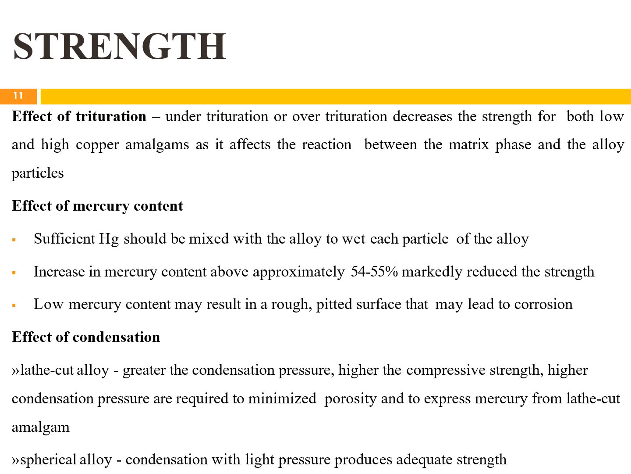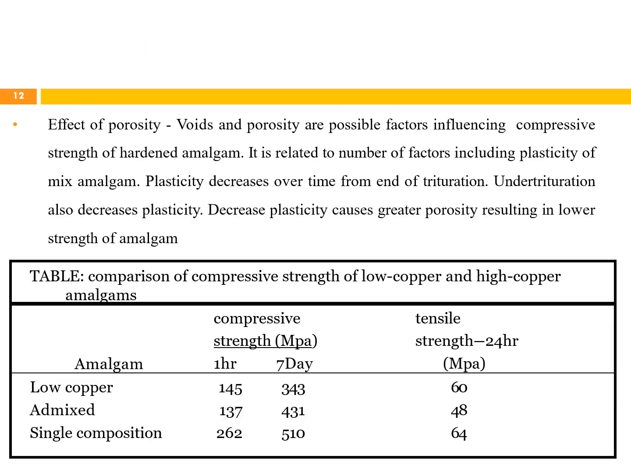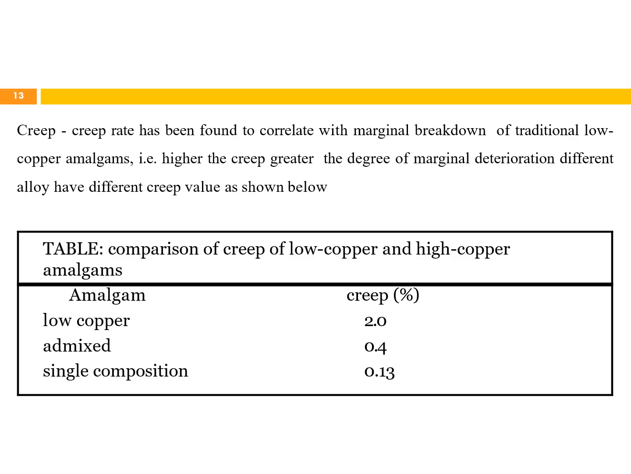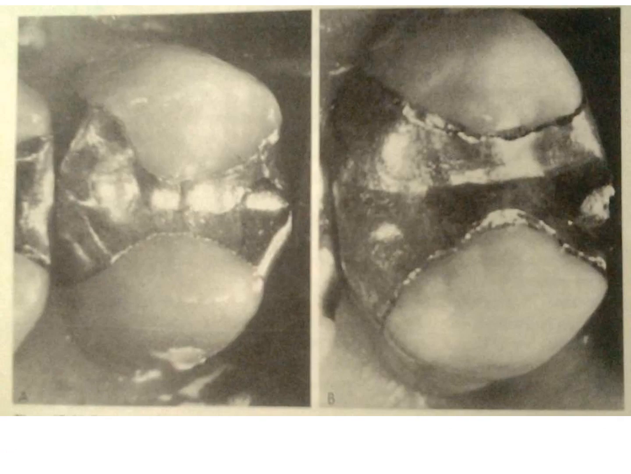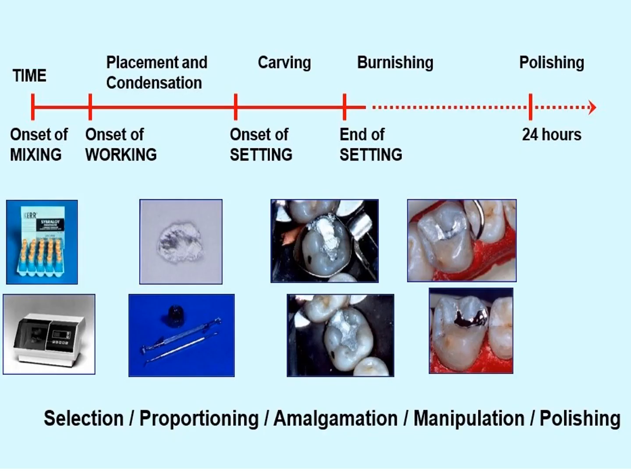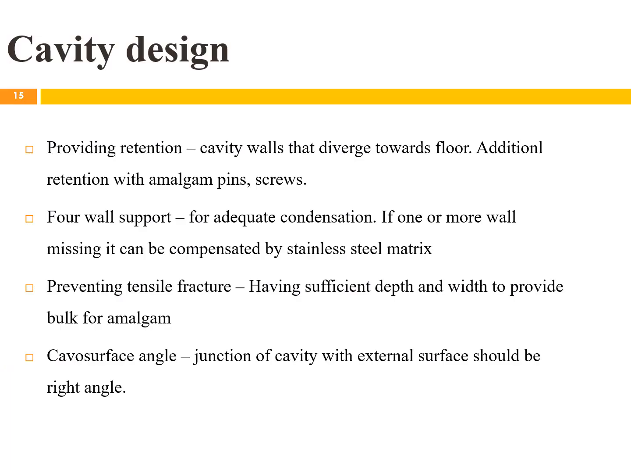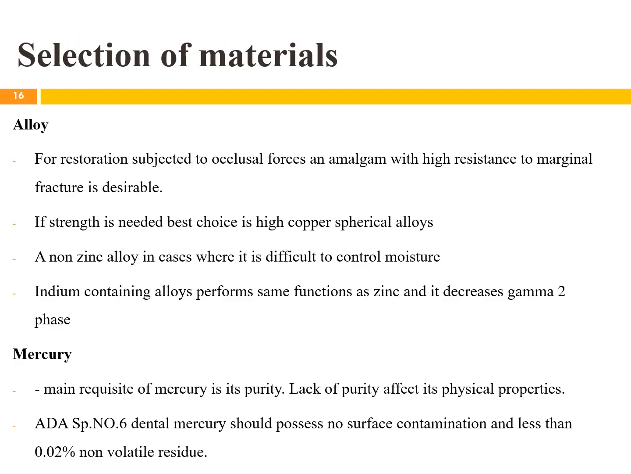Effect of condensation. For lathe cut, the greater the condensation pressure, the higher the compressive strength. For spherical alloy, condensation with a light pressure produces adequate strength. Creep rate has been found to correlate with the marginal breakdown of traditional low copper amalgam. The higher the creep rate, the greater the degree of marginal deterioration. Here we show the creep rate mechanisms and time: onset of mixing, onset of working, placement, condensation, carving, burnishing, polishing after 4 hours. Cavity design provides retention, wall support, prevention of tensile strength, and surface angle.